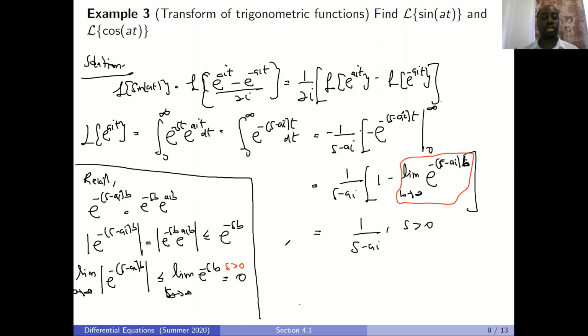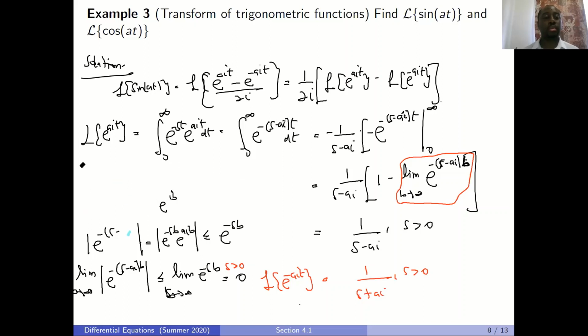Okay, and so by the same analogy, we can say that the Laplace transform of e to the minus ait is 1 over s plus ai, where s is positive. Okay. So now we can combine these two to find the Laplace transform of the sine.